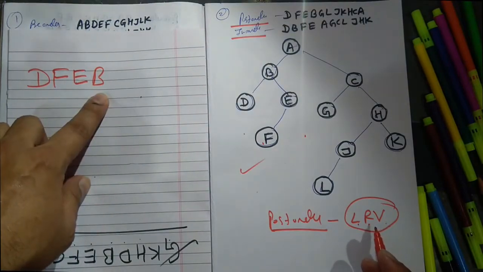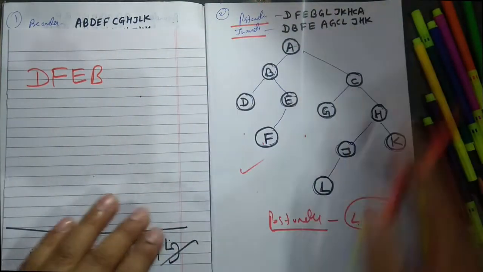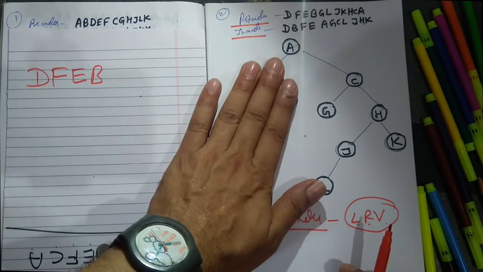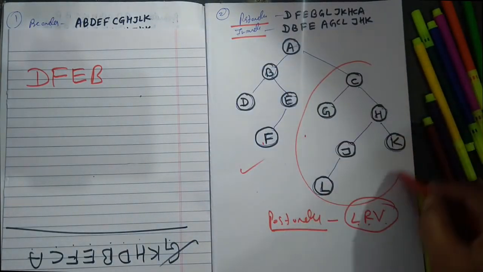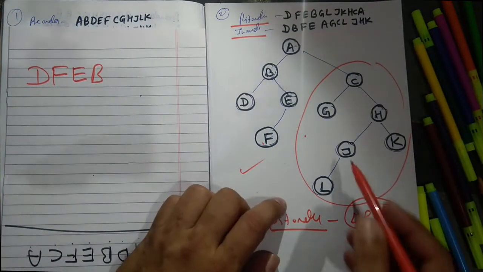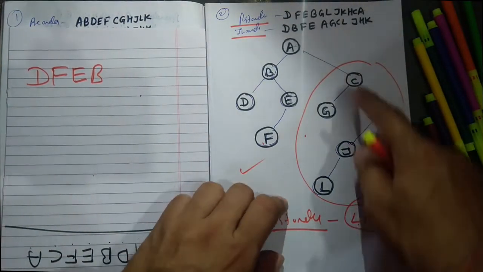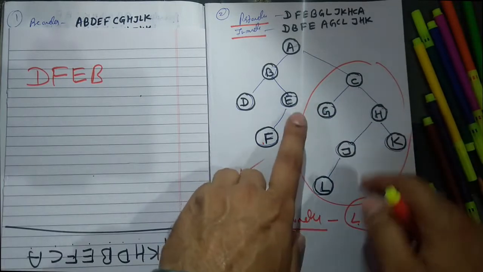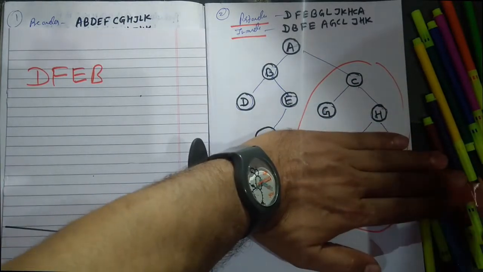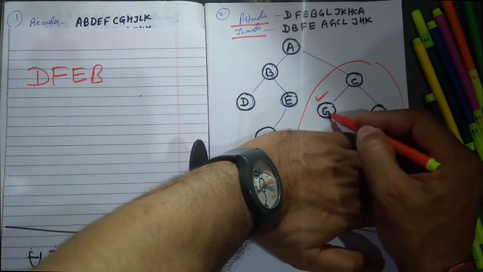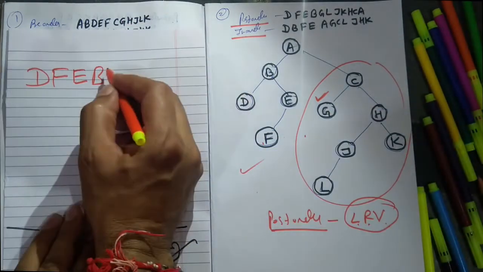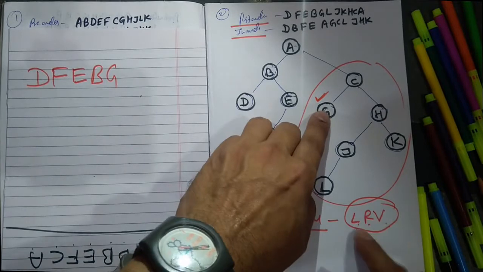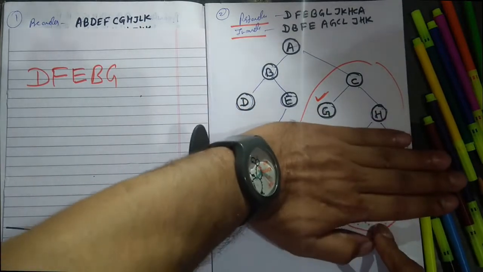Done. Okay, now in this whole tree, left is done. Now right here. In this right tree, suppose there are only 3 elements. So left is this G, left is G. Now right, suppose the tree is only this, right.